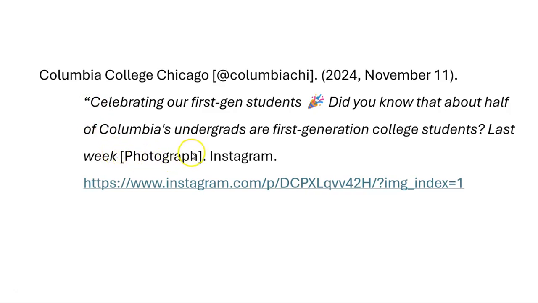After that, we include a description of the post. In this case, we're talking about a photograph, but it could also be video, profile, or highlight. Then we cite the name of where this post was made on Instagram, and then the URL.